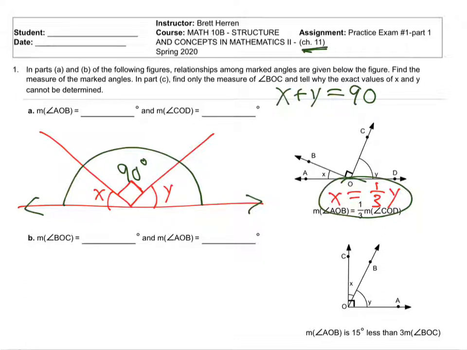So what do we do with that X equals 1/3 Y? Remember your algebra days? You can just plug it in right there for X. In the X spot, we can say, well, that's 1/3 Y. And so the equation goes from X plus Y is 90 to 1/3 Y plus Y is 90. Why? Because X is 1/3 Y. That's what they're saying right here. So wherever you see X, you can plug in 1/3 Y.